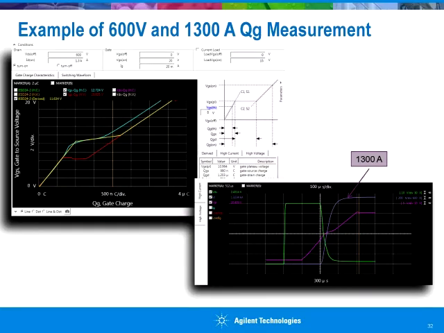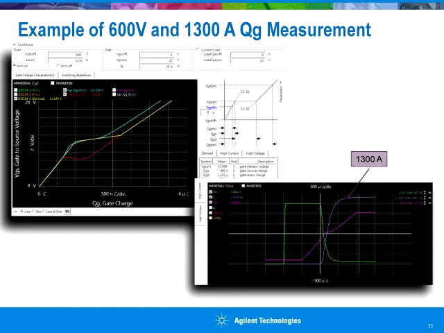Here is a result example of IGBT QG measurement. This is the measured QG. Total QG is about 4 microcoulomb. It's very big. As you can see in the previous slides, the maximum QG range of existing solutions is up to 0.5 microcoulomb. So those equipments cannot measure this device, but the B1506A can.